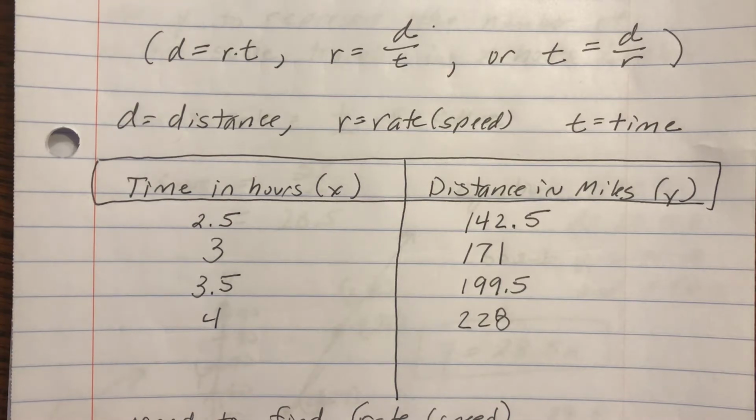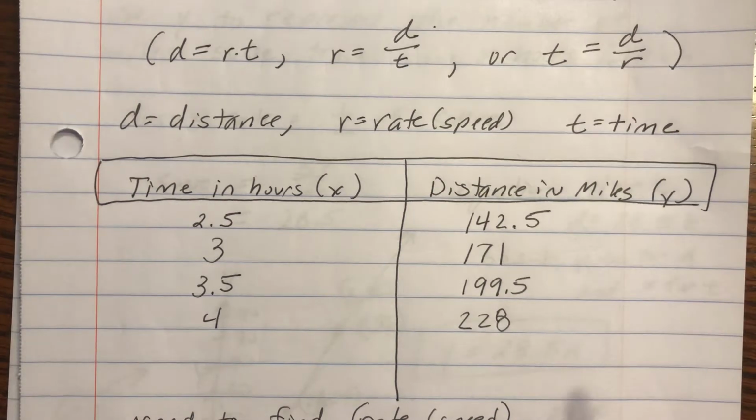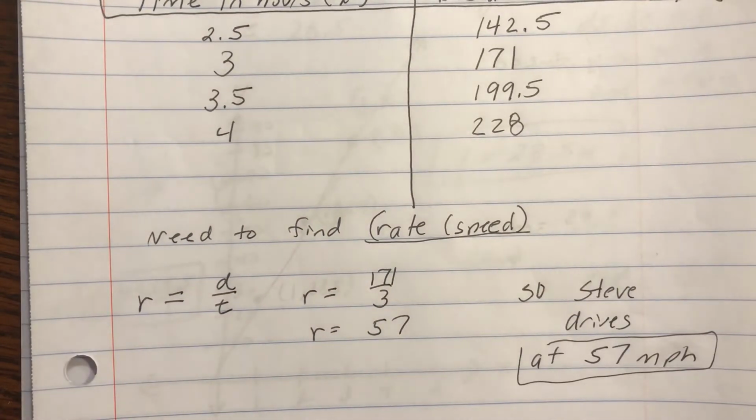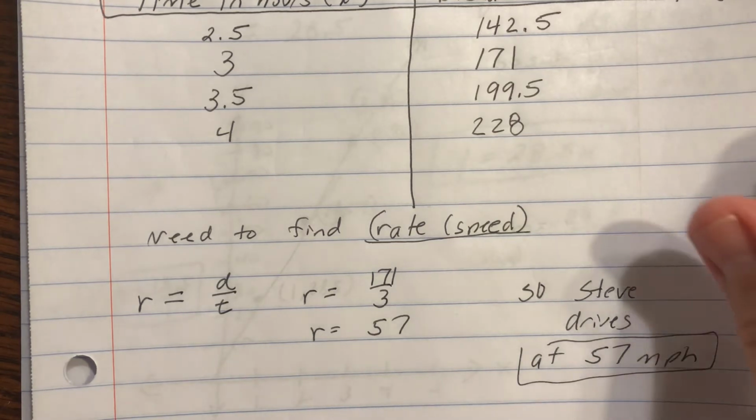So what I need to do here is use that information in my table to see if I can figure out a rate for Steve. So I am going to find Steve's rate, and I want to use that form of the distance formula where R equals D over T. I can find Steve's rate by replacing the D. I picked 171 miles from that chart, which corresponded to 3 hours. On my calculator, when I divide 171 by 3, I get 57. So Steve's rate is 57 miles per hour.